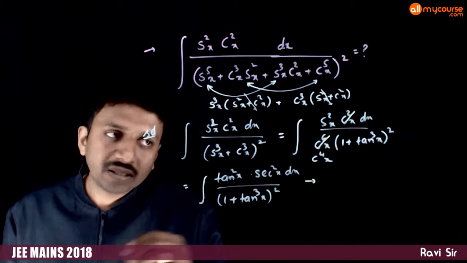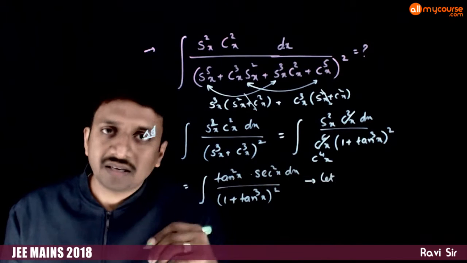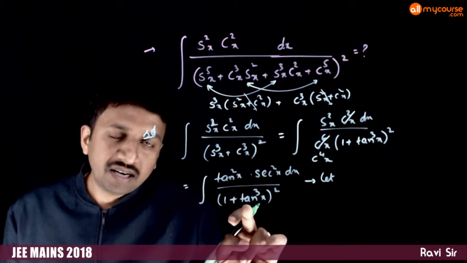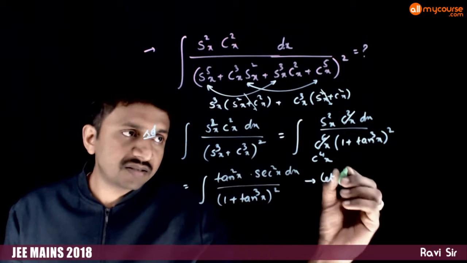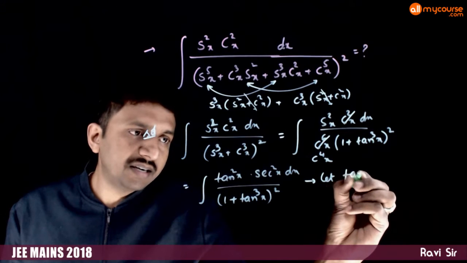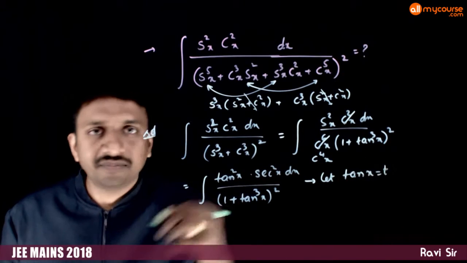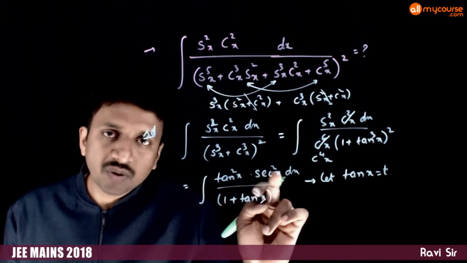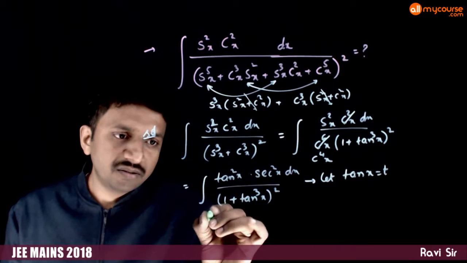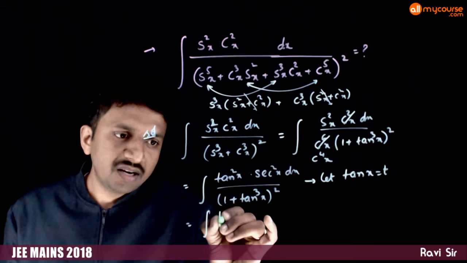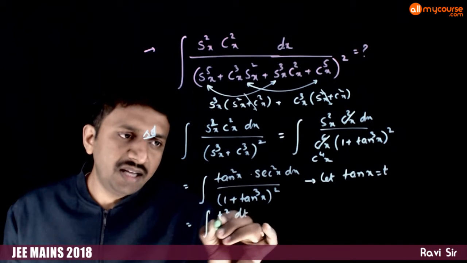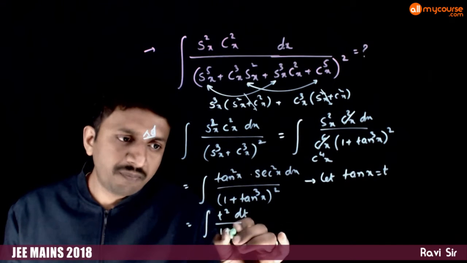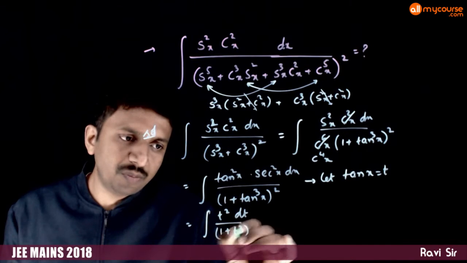So now let tan x equal t. So sec²x dx becomes dt. So this integration becomes t² dt by (1 + t³) whole square.